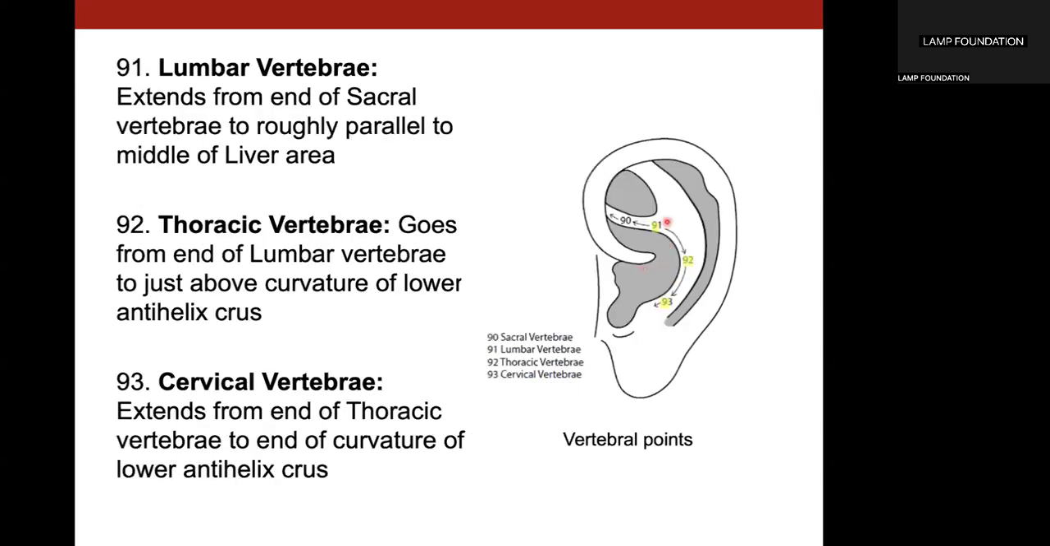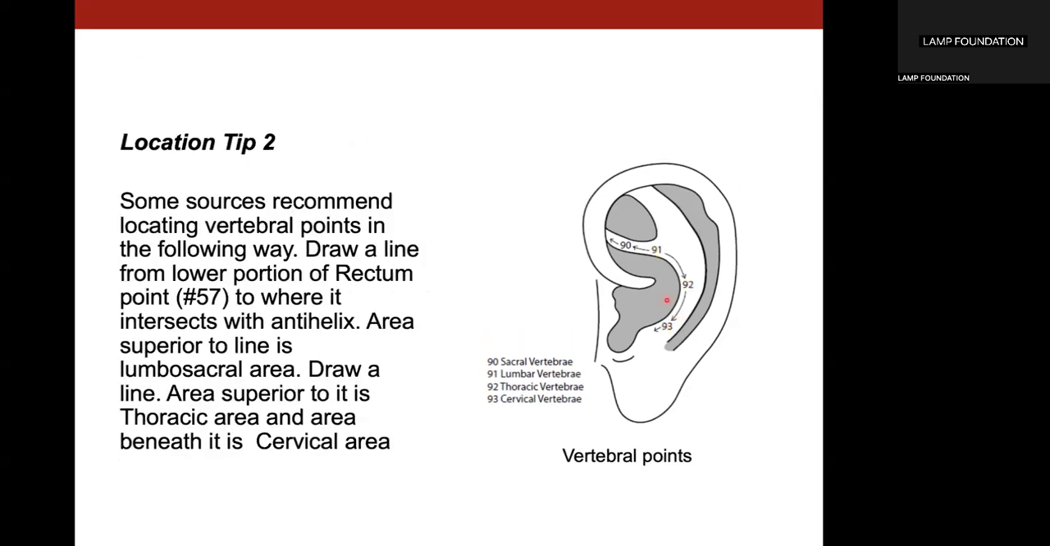Number 91 is the lumbar vertebrae. Extends from the end of the sacral vertebrae to roughly parallel to the middle of liver area. 92 is thoracic vertebrae, goes from end of the lumbar vertebrae to just above the curvature of the lower antihelix Crus. 93, cervical vertebrae, extends from end of thoracic vertebrae to end of curvature of the lower antihelix Crus.